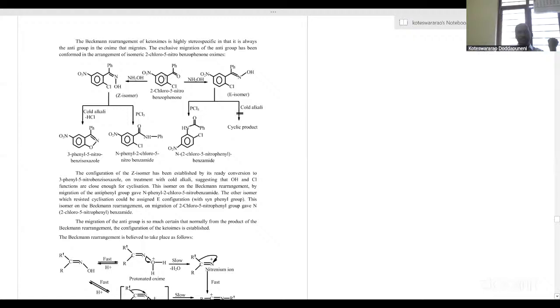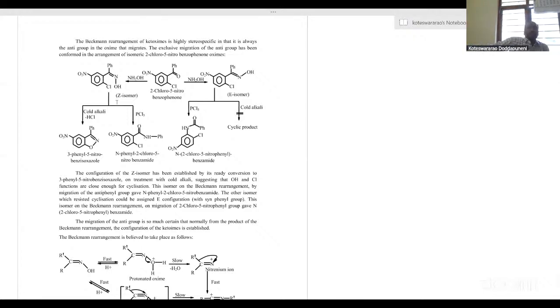2-chloro-5-nitro-benzophenone is taken for the preparation of an oxime, which after formation of the two isomers is further treated with acids. In the case of cold alkali, it undergoes cyclization that leads to the formation of 3-phenyl 5-nitro benzisoxazole. But this kind of product is not observed in the E isomer because the OH group and the chlorine in the phenyl group are far away or anti to each other. Due to that reason, cyclization does not take place in the case of the E isomer, but in the Z isomer it easily takes place because the OH group and the Cl group are near to each other.